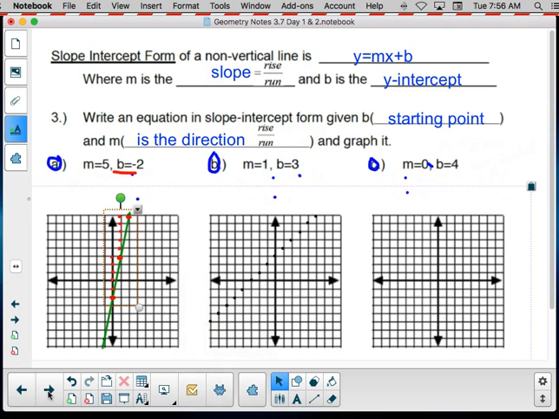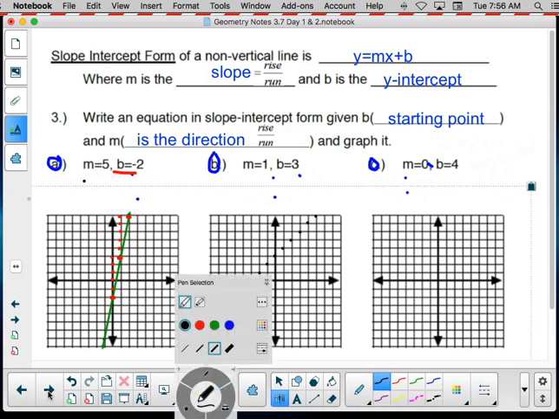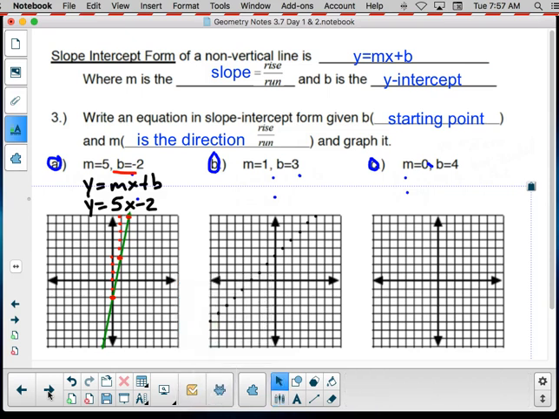And that's my graph, but I was also supposed to write the equation. So y equals mx plus b is my equation, and I have my slope 5 and my y-intercept negative 2. So I plug those in. And that's my equation of the line with slope 5 and y-intercept negative 2.